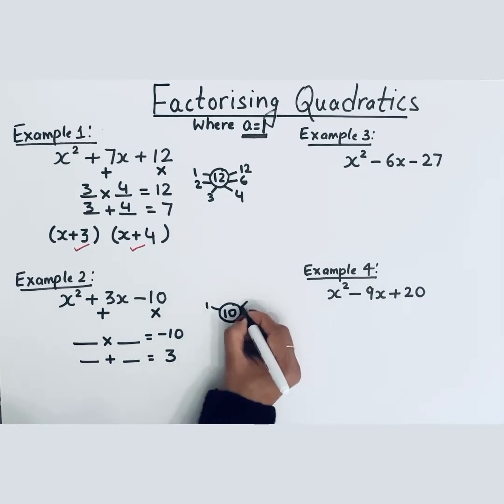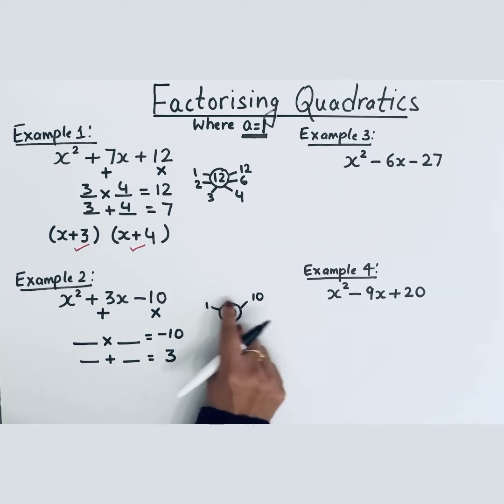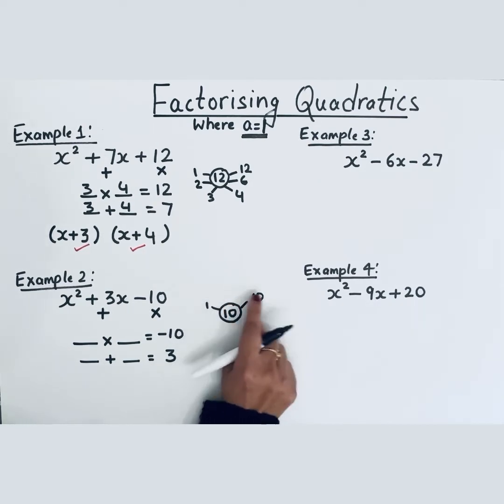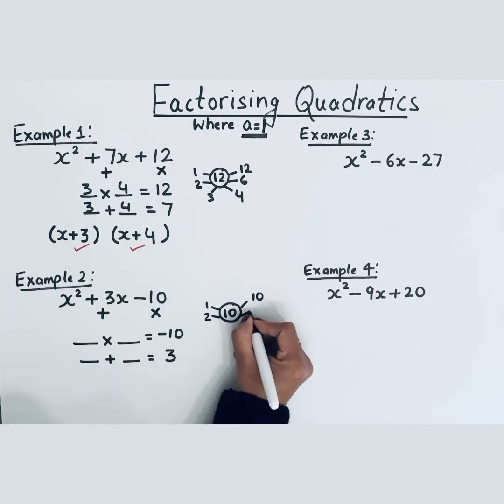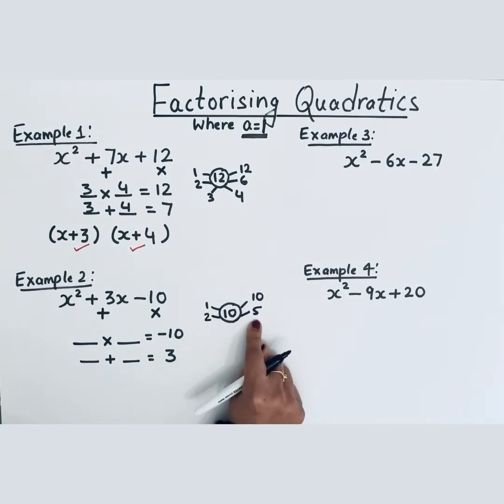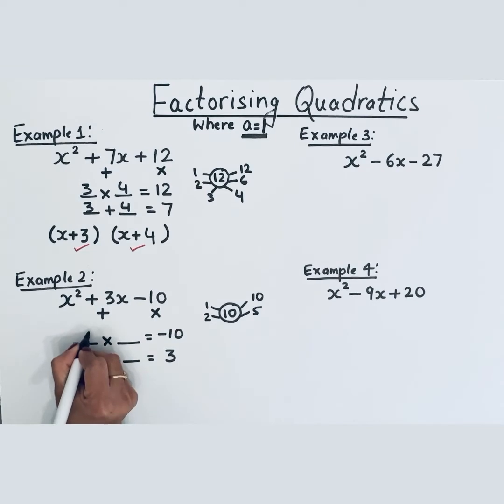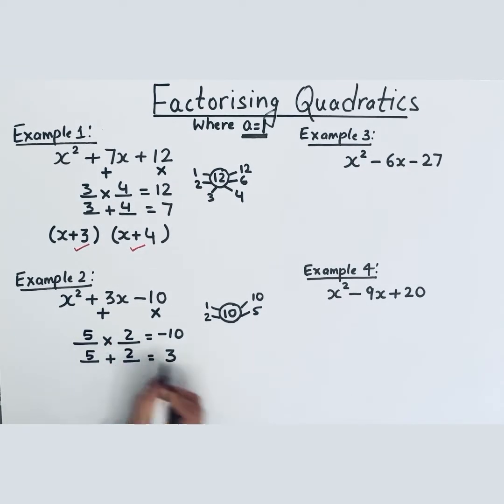So 1 times 10 is 10, but the difference is not 3, so that's not our number. 2 times 5. 2 times 5 is 10, and the difference between the two is 3, so that is possibly our answer. Let's write it down. So 5, 2. We still need to check on the sign because that 10 is a negative 10, so one of the numbers has to be negative. Let's see which one is going to be negative.